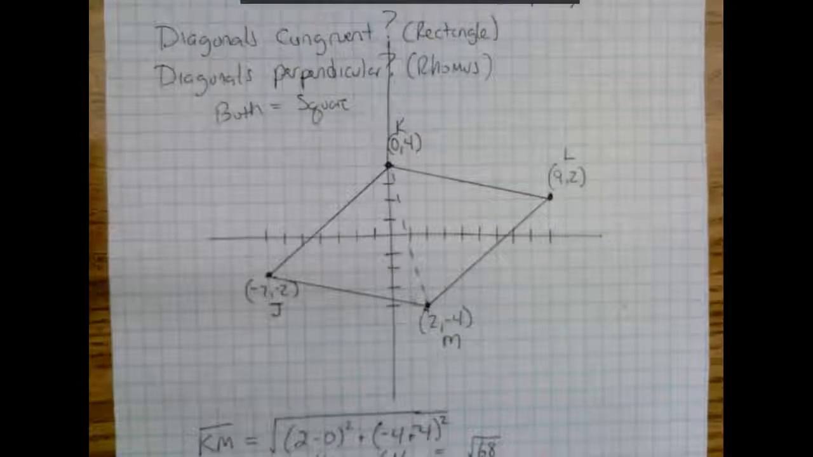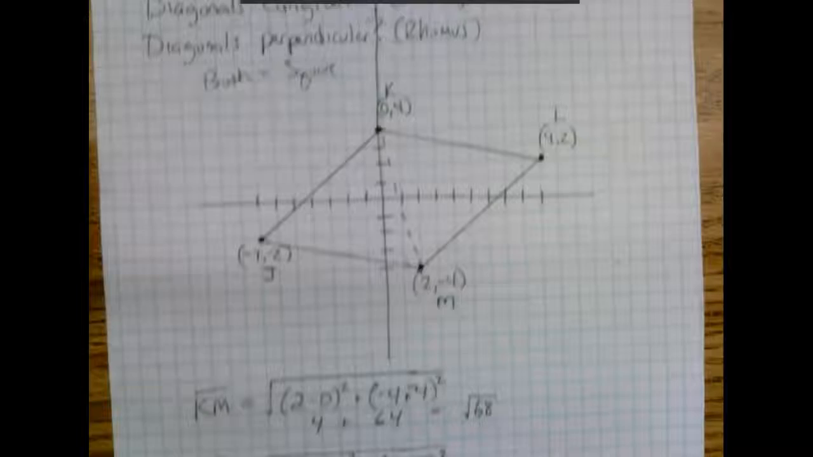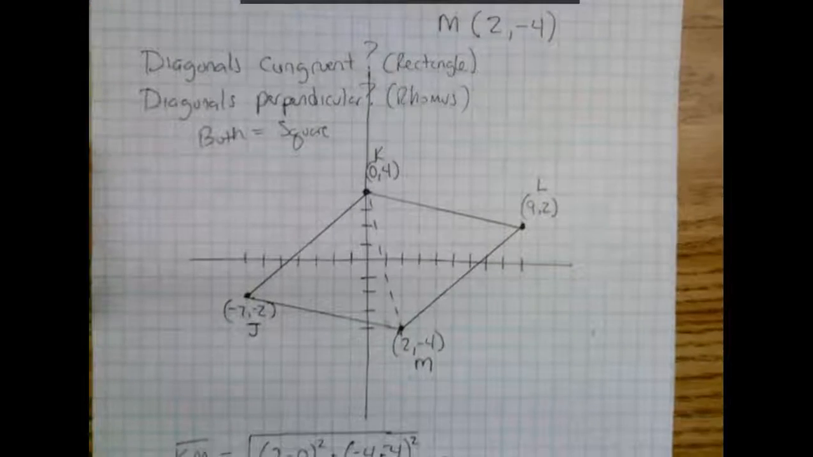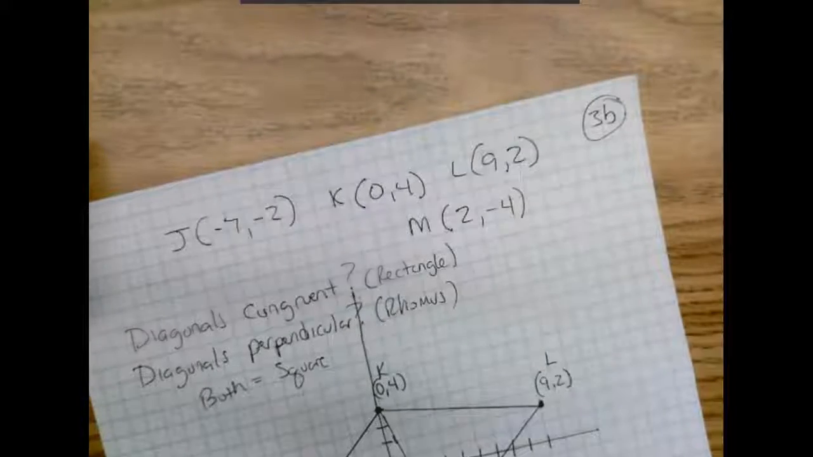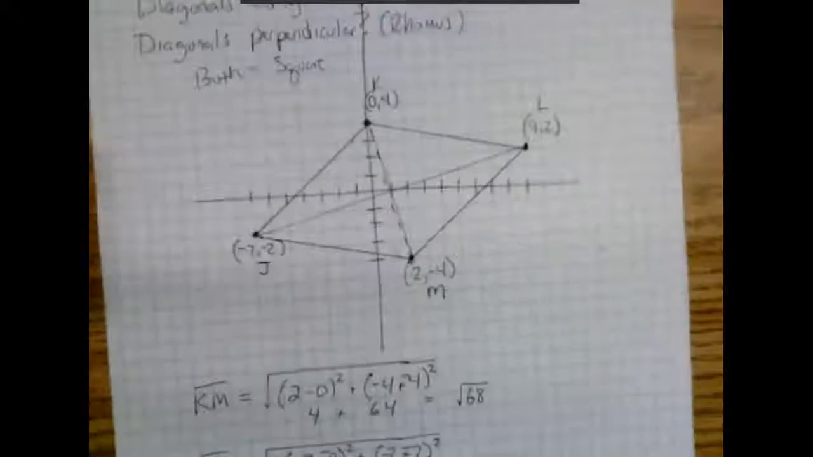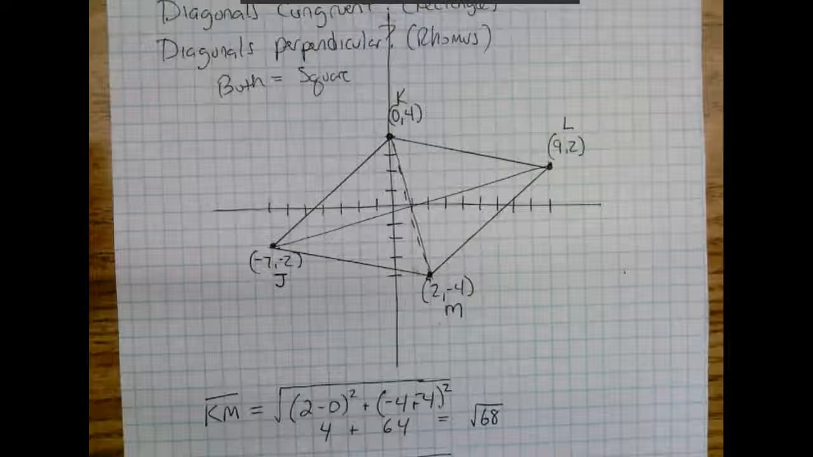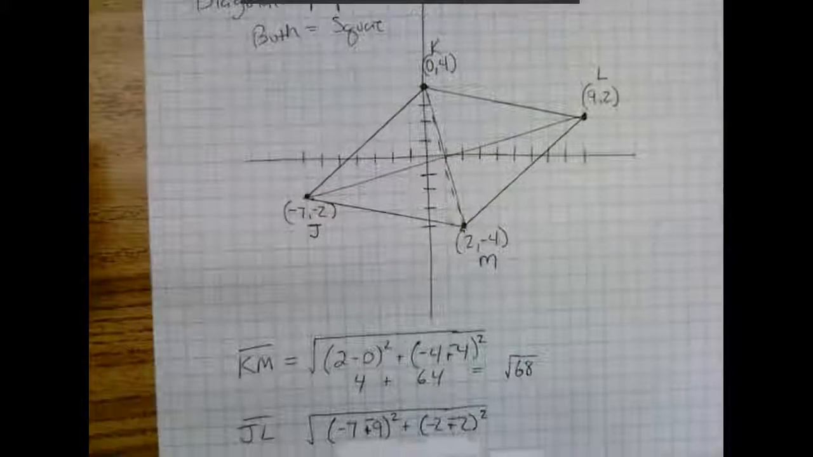And then finally, we know if it's a rectangle and a rhombus at the same time, it's also a square. So the first thing we'll do is ask, are these congruent? If we did KM, I'm just going to do a rough draft here, and then we do this one right here. If we compare those two, they don't look the same to me. One looks a little longer, but then we'll do the math and figure it out.